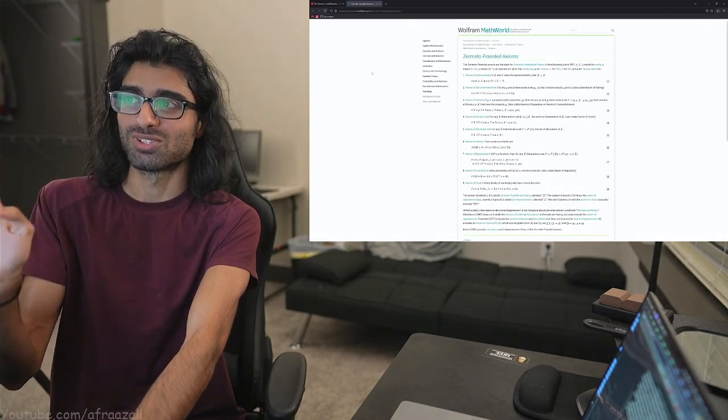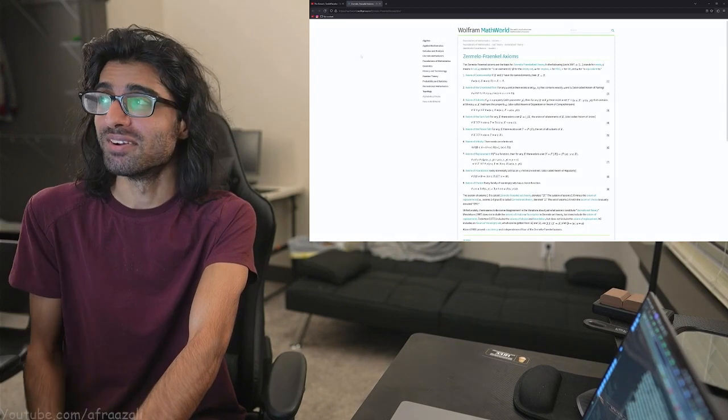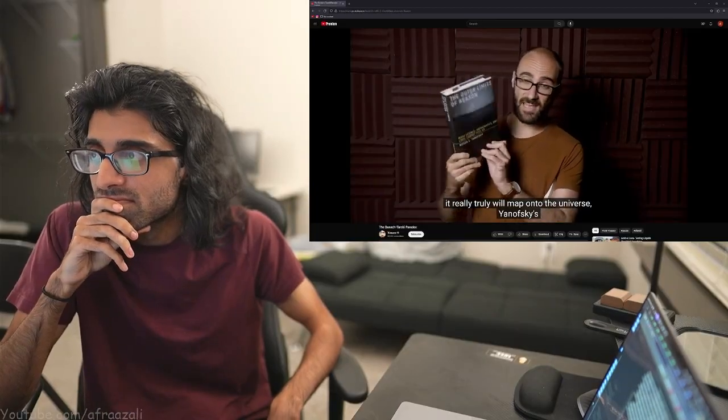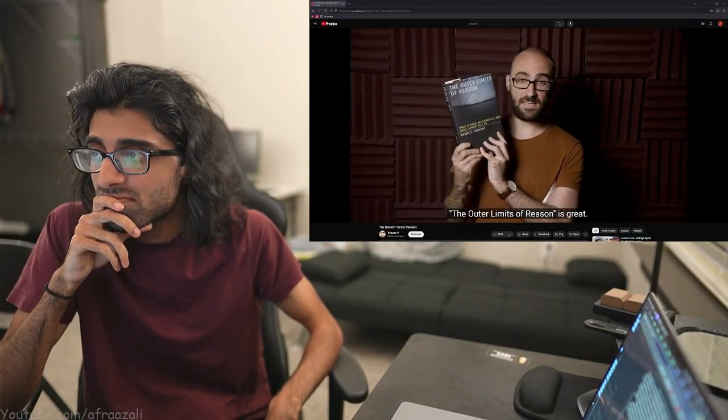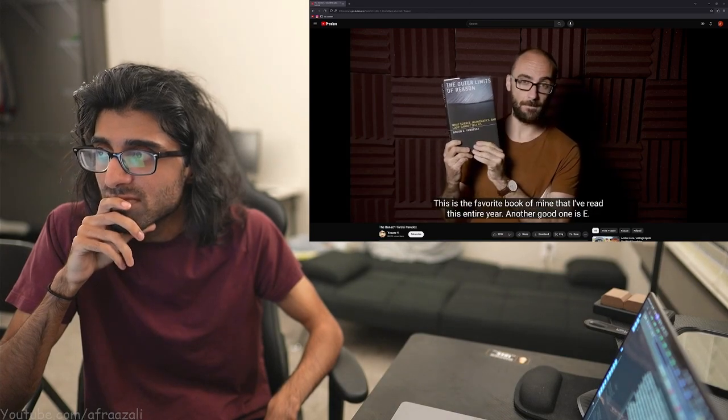Honestly, it looks interesting and it's exciting. And if I was 12 years old, I would go through this page extensively, but I'm not. Yanofsky's The Outer Limits of Reason is great. This is my favorite book that I've read this entire year. That sounds like a good book.